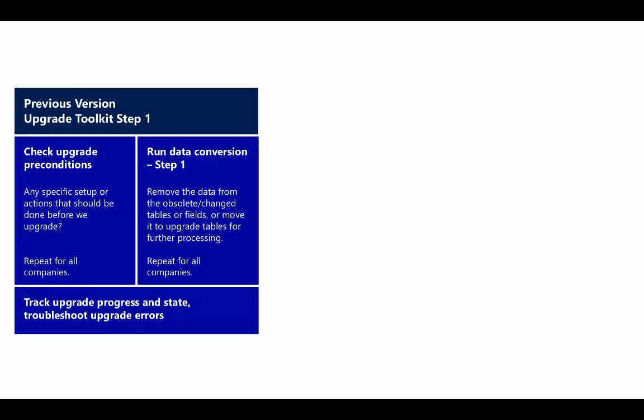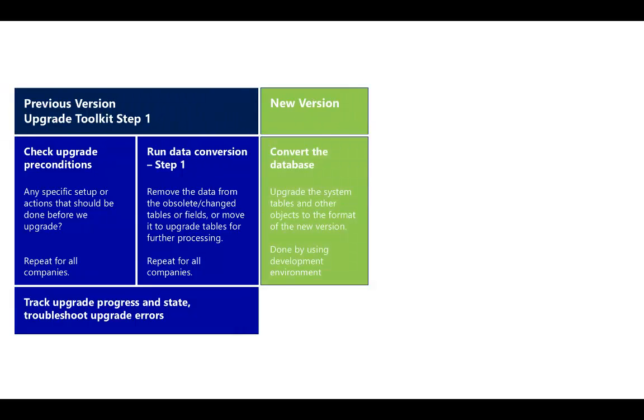Data upgrade consists of 2 stages, 2 steps. Upgrade Toolkit Step 1 is performed to make sure that the data from the elements that you are going to change in the new version is either saved in the upgrade tables or removed from these elements, from tables or fields. After that, you would normally perform the conversion of the database to make sure that it is compatible with the new version of the application.